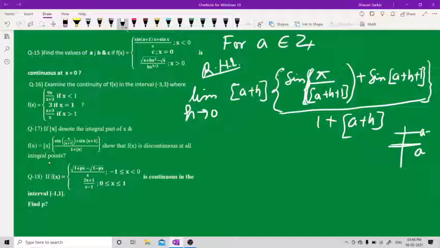Now you know, for the right side of a, this is my a, this is my a plus 1, and this is my a minus 1. Between a and a plus 1 it will come to a because of the floor function.